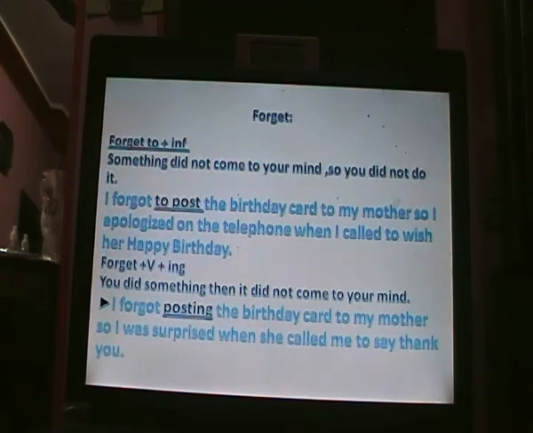لو حد سألني did he post the birthday card, yes or no? Yes, he did, but he forgot about it. I forgot posting the birthday card to my mother, so I was surprised when she called me to say thank you. اندهش لما اتصلت عليه وقالت له شكرا للبوست كارد اللي انت بعته. تمام.